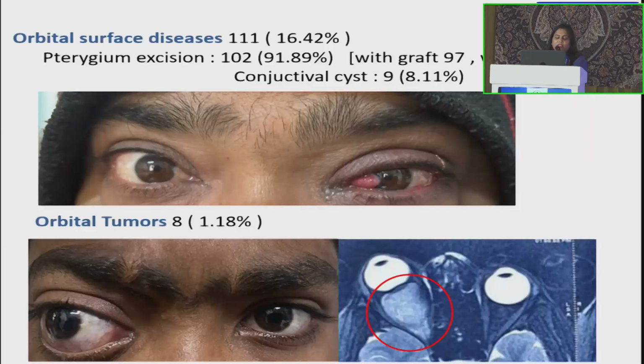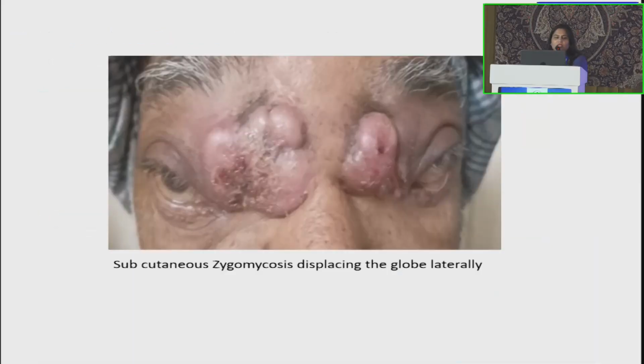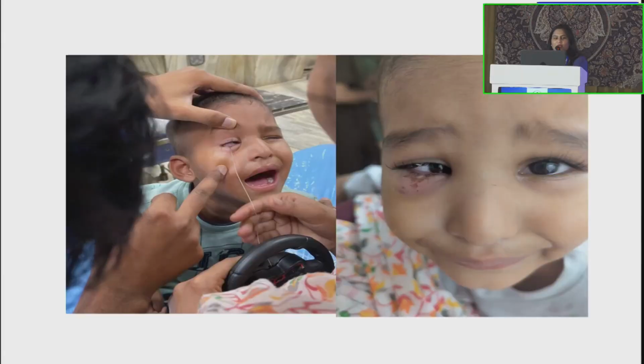For example, this 5-year-old boy came with right eye proptosis and we were able to diagnose a right eye glioma. There were a few surprises. This was subcutaneous zygomycosis displacing the globe laterally, which was referred to a higher center for further management. And to our surprise, there were a few children in the trauma center coming to us with wire injuring the conjunctiva and the lid. The repair was done internally, and this is the post-op image.